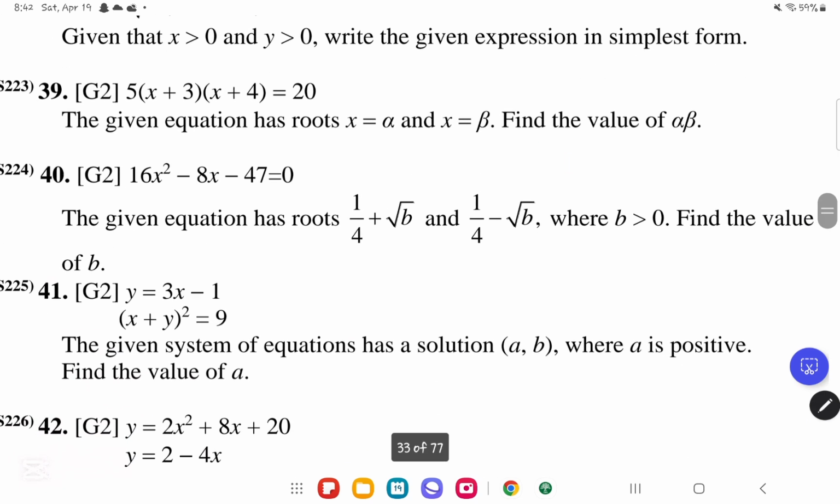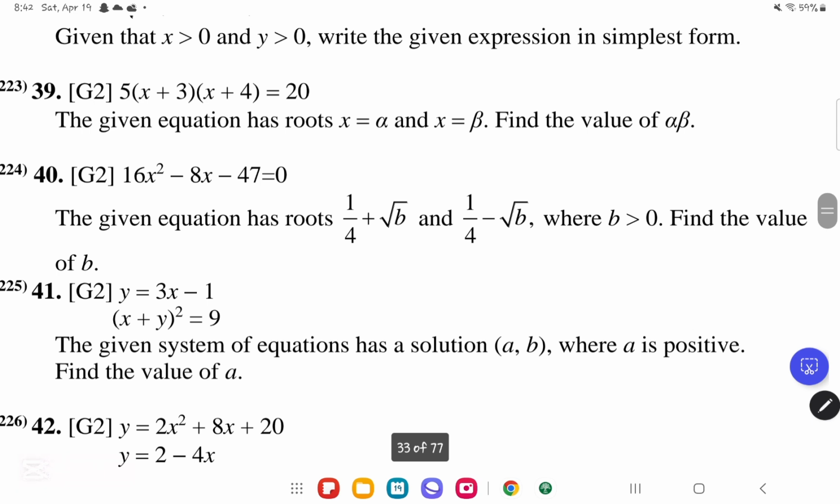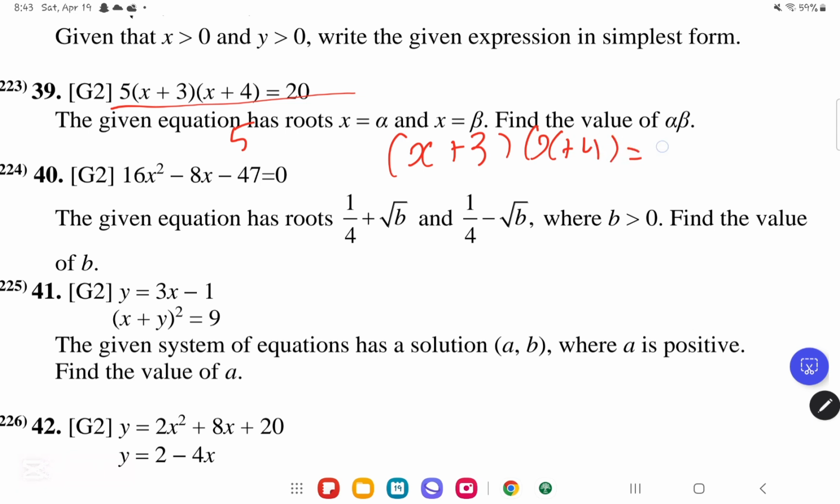We'll move on to number 39. So the given equation has roots x equals alpha and x equals beta. They said find the value of alpha times beta. Honestly, what I would do in this case was that I would expand and then simplify. But there's another way to do it. Another way is to divide both sides by 5. You will now have x plus 3 times x plus 4 is equal to 20 over 5, which is 4.